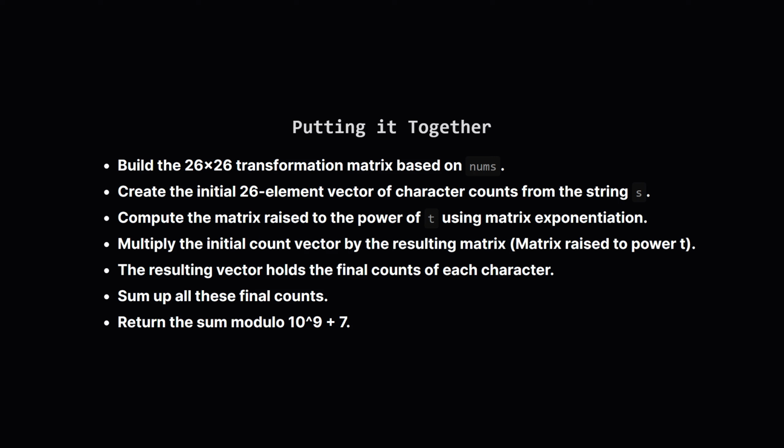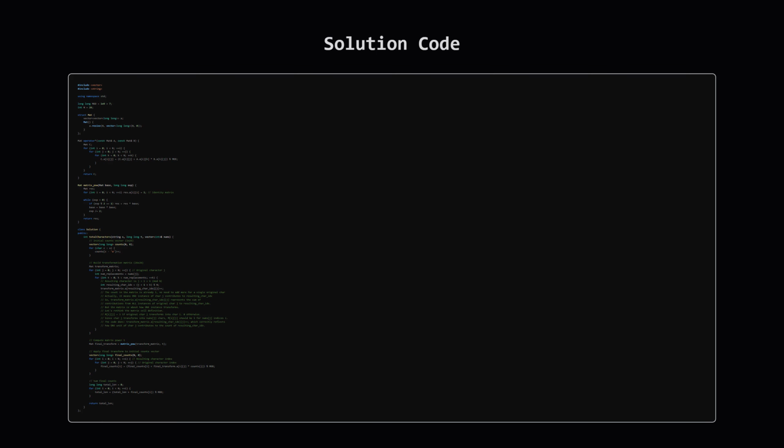Think of this matrix. The columns could represent the original characters, and the rows represent the characters they might become. If a character transforms into several characters according to nums at its index, then in that character's column we'd mark a 1 in the rows corresponding to the characters it transforms into. So if we have our initial counts in a vector, and we multiply that vector by this transformation matrix, the result is a new vector containing the counts of each character after one transformation. Doing this multiplication t times is like applying the transformation t times.